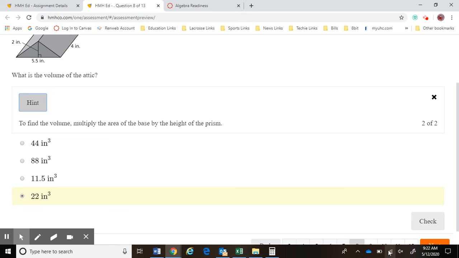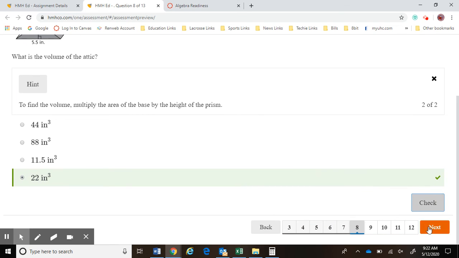And you can look through the hints if you want. Check it, we're good. Moving on.